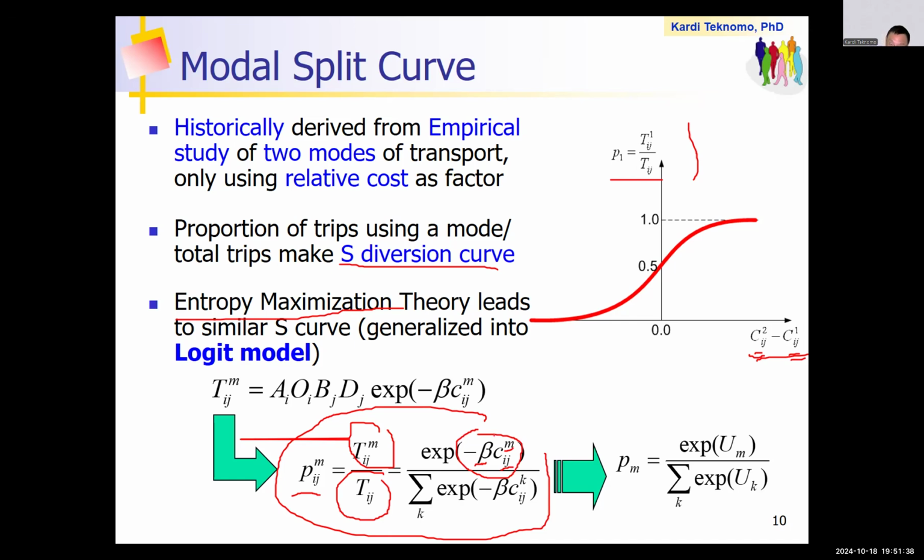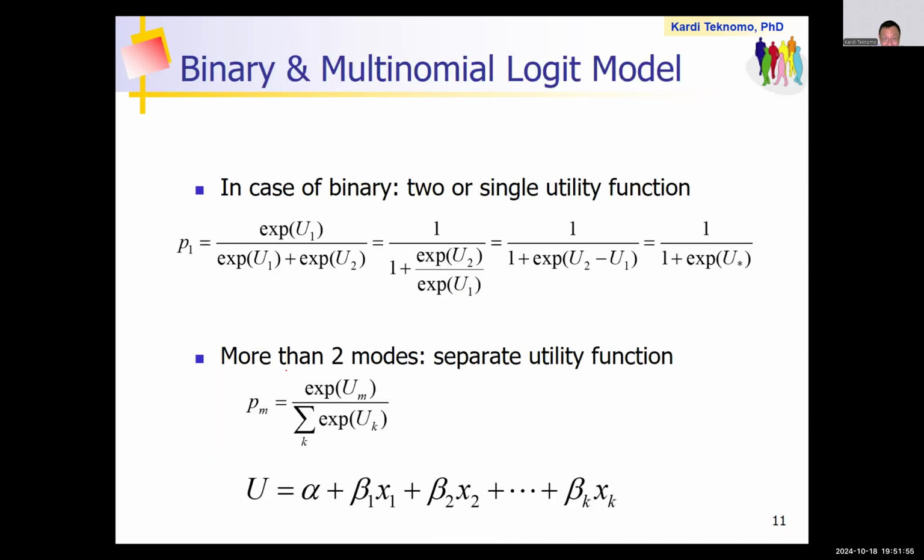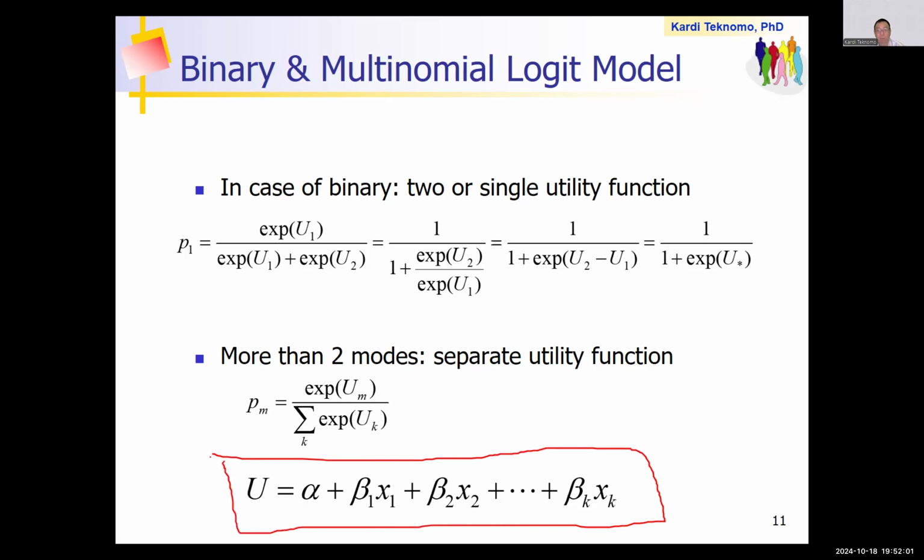Because this is not just one factor, right? Not just cost. It can be generalized cost, isn't it? So generalized cost is a function. Let's call this U. That U represents a linear regression like this of many factors. So in the case of binary, the computation is rather simple: exponent of u1 divided by exponent of u1 plus exponent of u2, right?